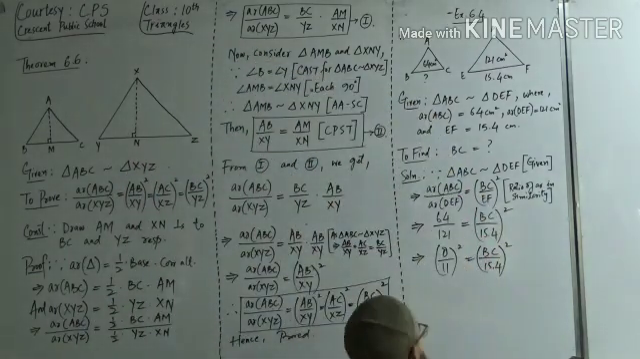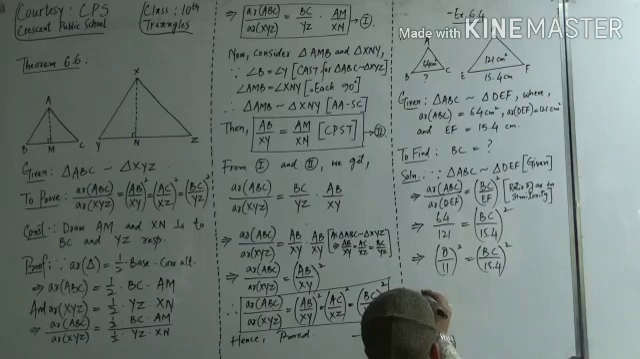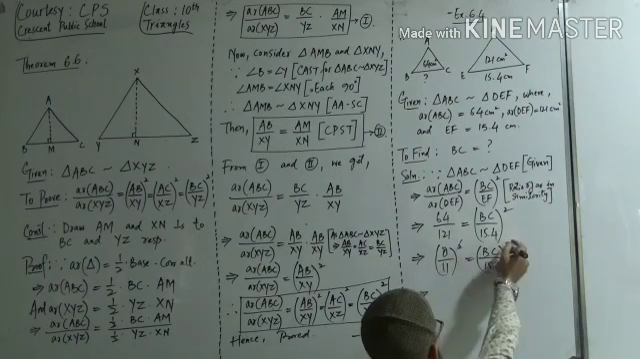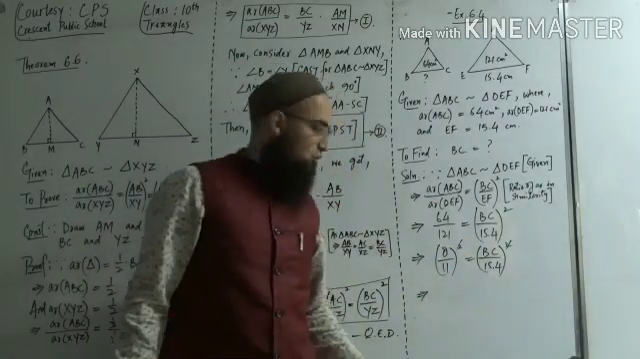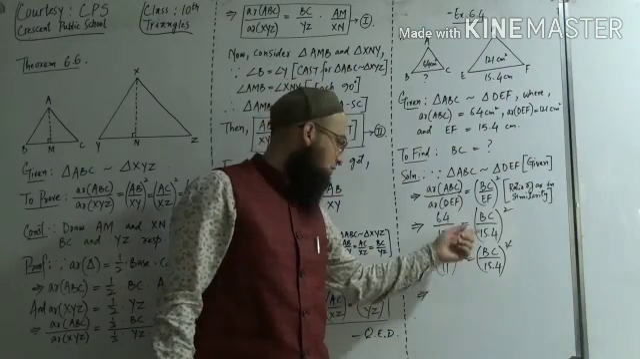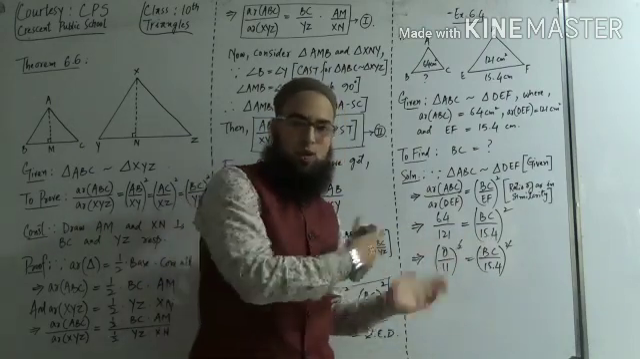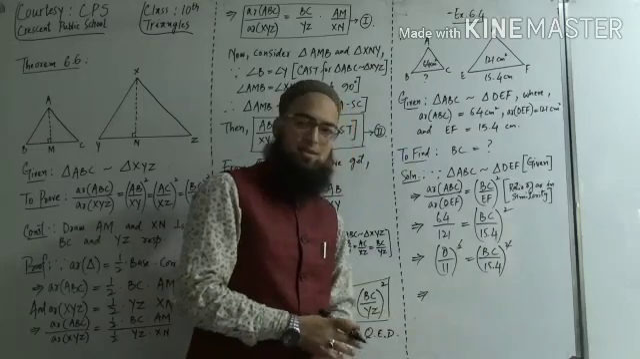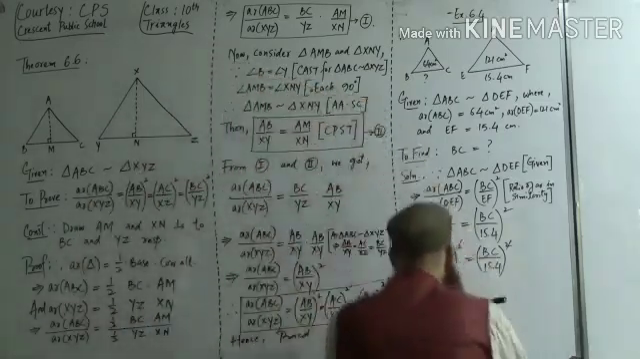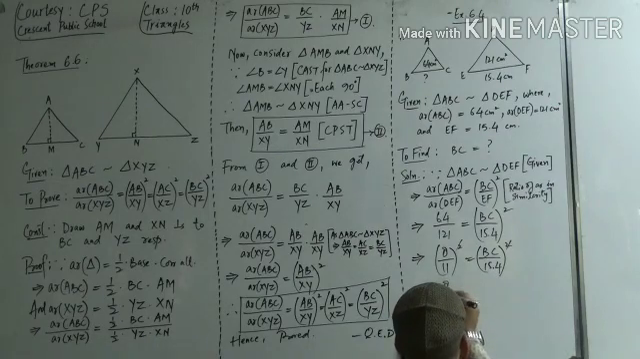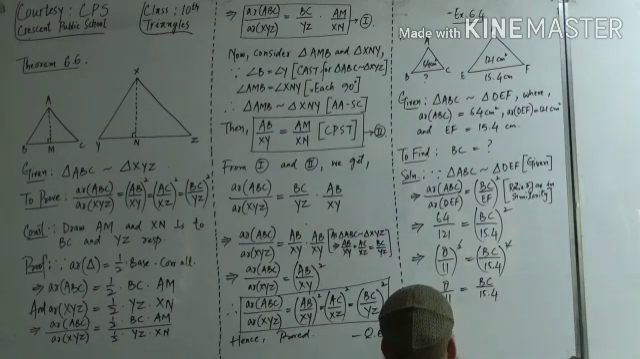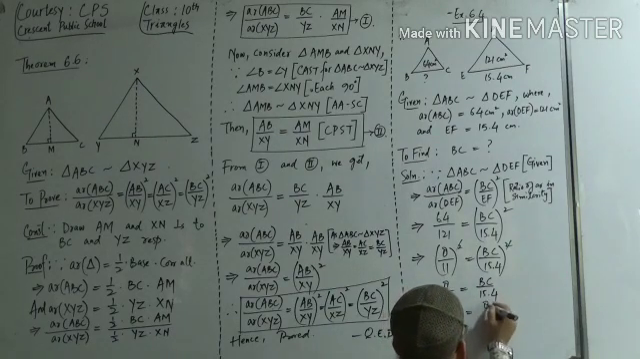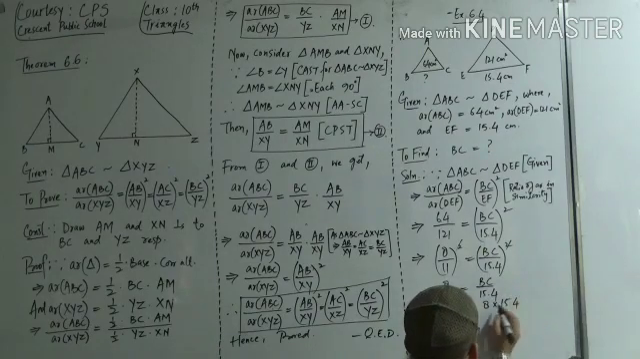Then I'll take the square root of both sides. Since it's a distance, distance cannot be negative, so BC is not negative. Taking the square root of both sides, I consider the positive value since it's a distance here. So cancelling squares, what I get is 8 by 11 is equal to BC by 15.4, which implies that BC is 8 times 15.4 divided by 11.